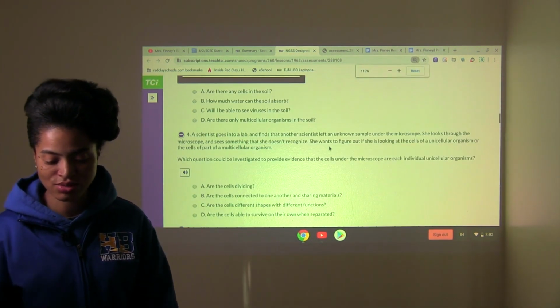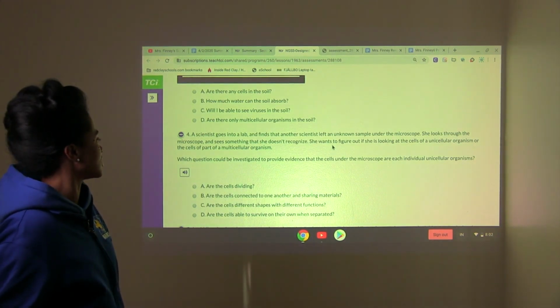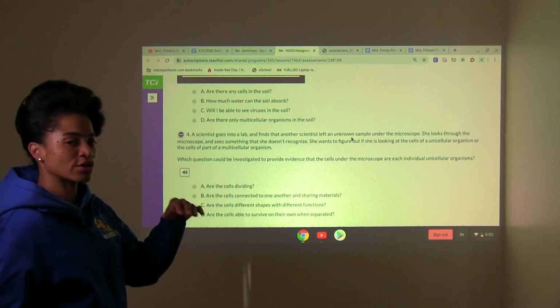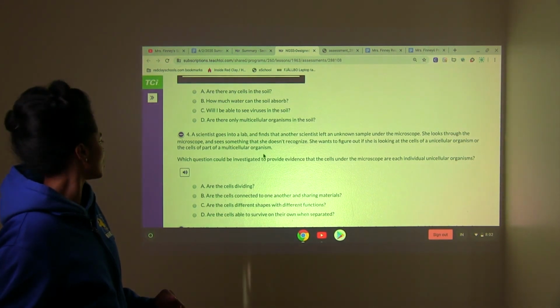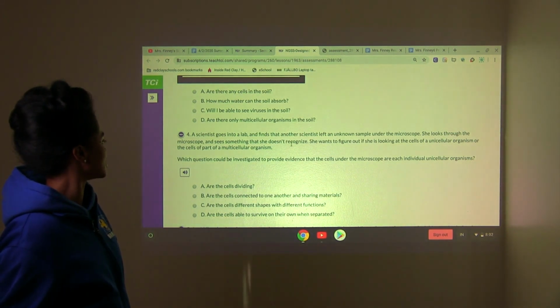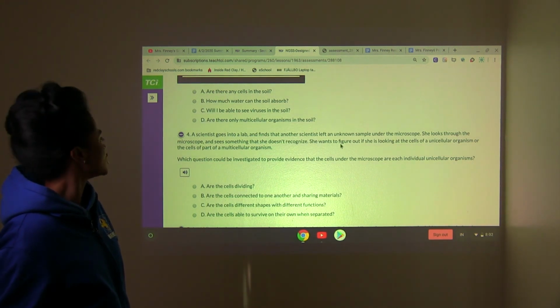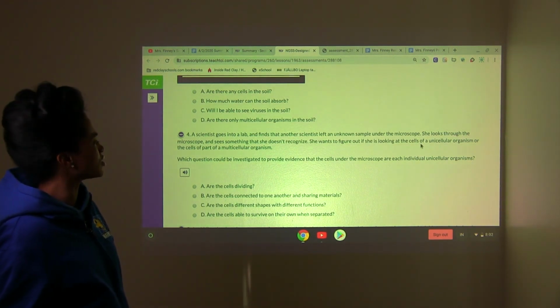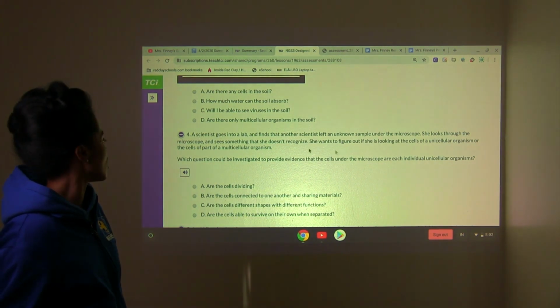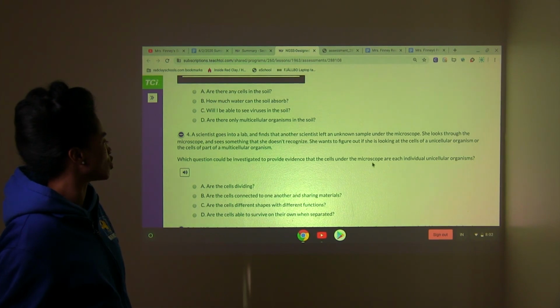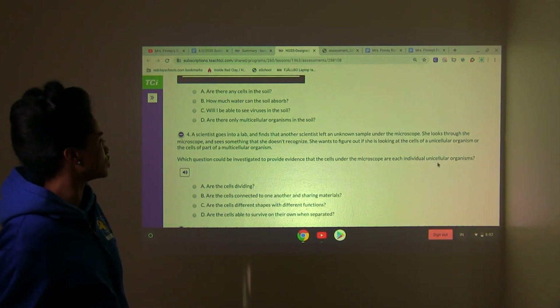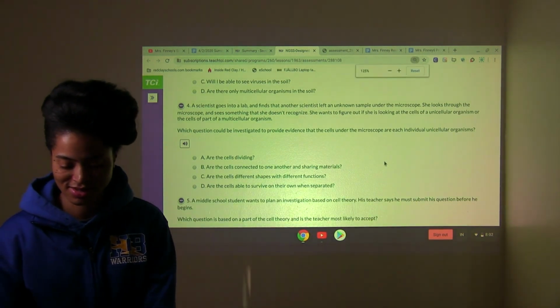A scientist goes into a lab and finds that another scientist left an unknown sample under the microscope. She looks through the microscope and sees something that she doesn't recognize. She wants to figure out if she is looking at the cells of a unicellular organism or the cells of part of a multicellular organism. Which question could be investigated to provide evidence that the cells under the microscope are each individual unicellular organisms? Good question.